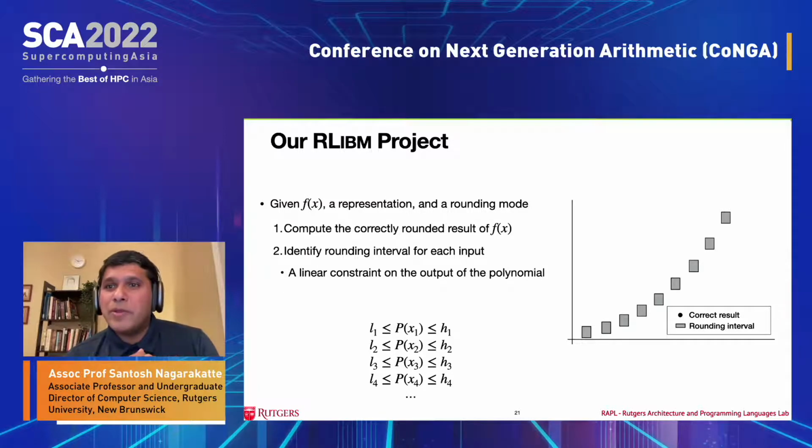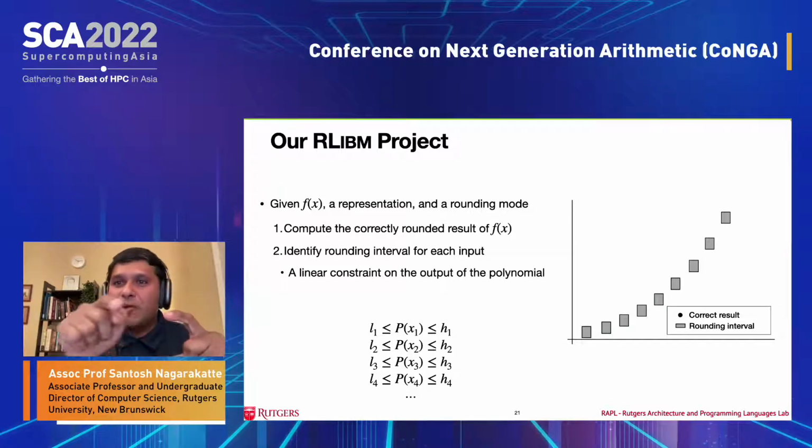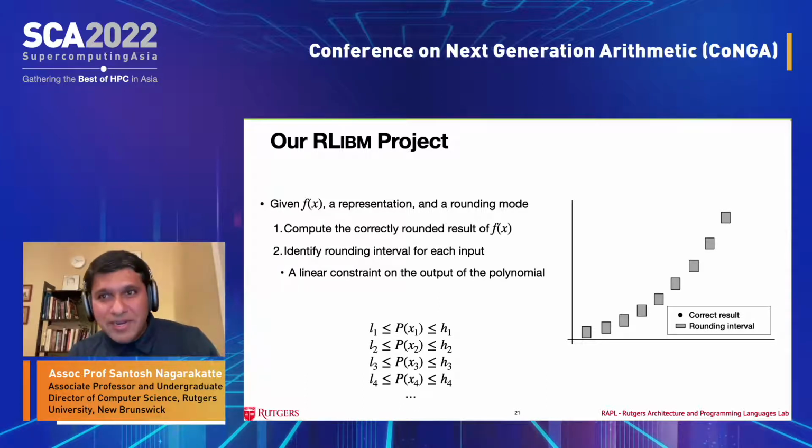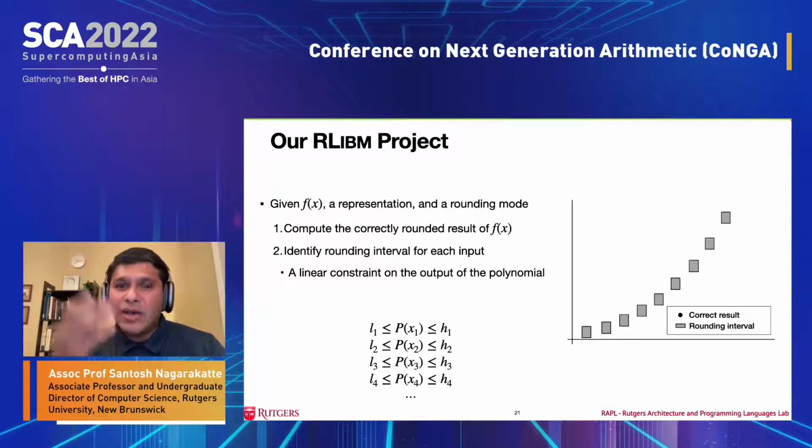So what should the polynomial do? When you evaluate the polynomial on a particular input x1, if the interval is L and H, where L is the lower bound and H is the upper bound, the result of the polynomial has to be greater than L and less than H. So now how many constraints do you have? You have as many as the points in your representation, right? So it's a system of linear inequalities. Okay. So now what are we trying to do?